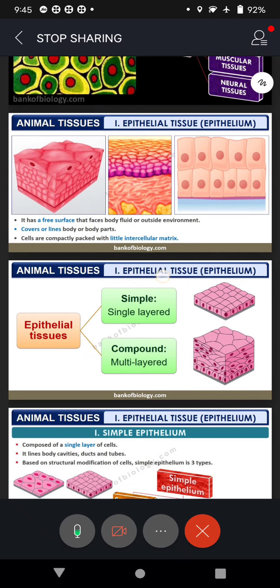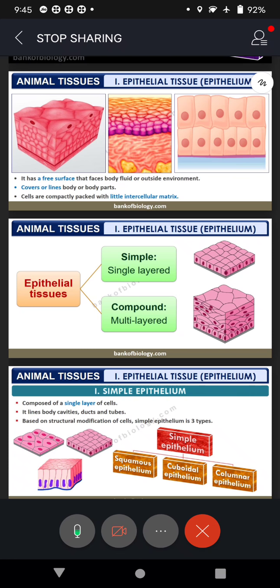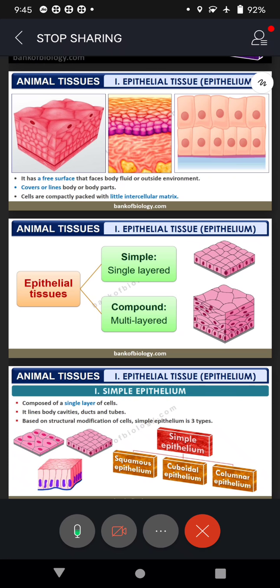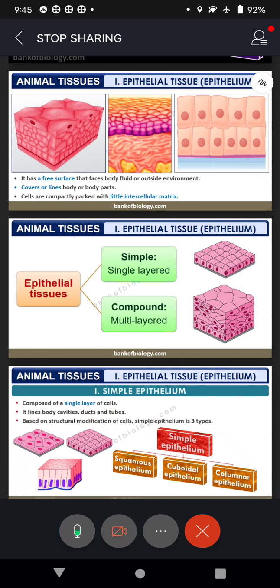Now let us go with the first one, epithelial tissue. As I said, epi means upon, top of. Epithelium means layer. So epithelial layer is the membrane that is present on the surface of the body. And look at the shape, look at the number of layers that are present. So it has a free surface that faces body fluid or outside environment. It is the outermost layer. It covers the whole body as well as body parts.